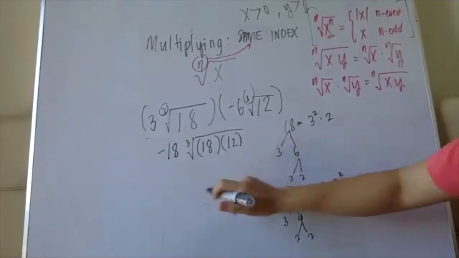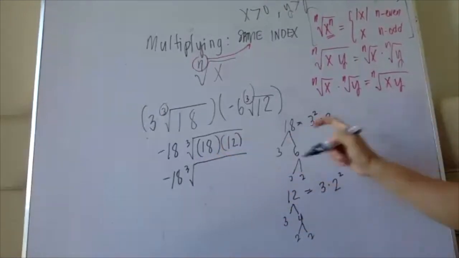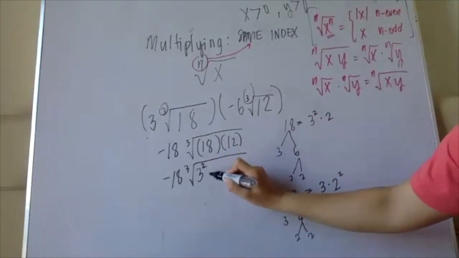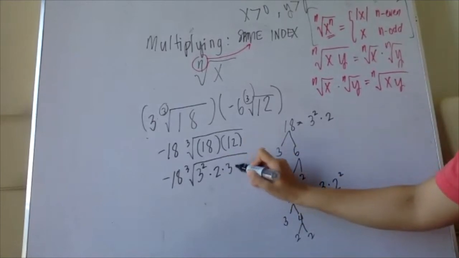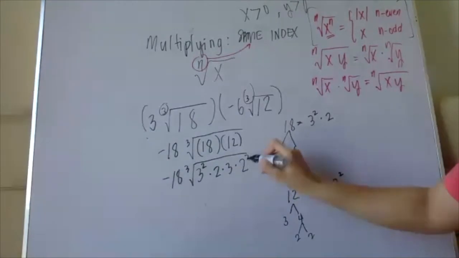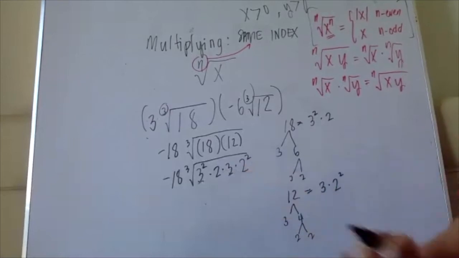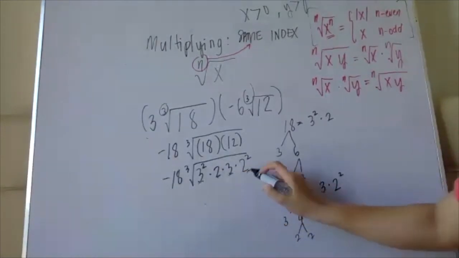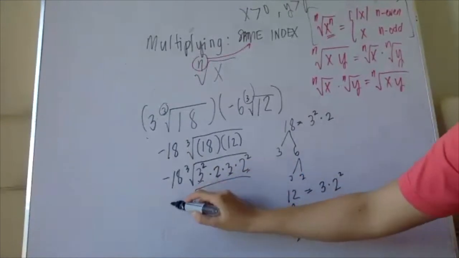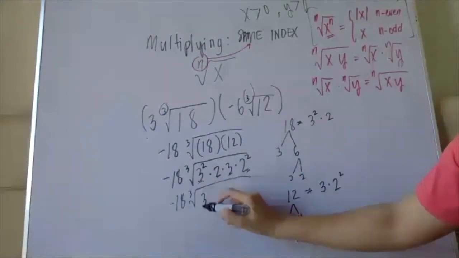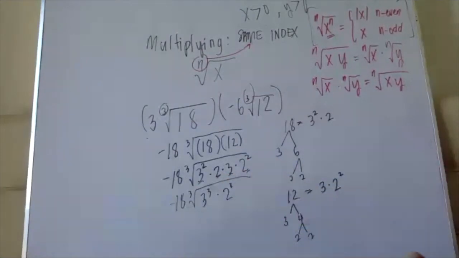Okay, so ilipat natin yan dito. Negative 18, cube root of 18 is equal to 3 squared times 2. 12 is equal to 3 times 2 squared. Nakita yun naman na siguro, no? Ito, pareho ng base, pwedeng pagsama. 3 squared times 3, that's equal to 3 cubed. 2 times 2 squared, that's equal to 2 raised to 3 or 2 cubed.